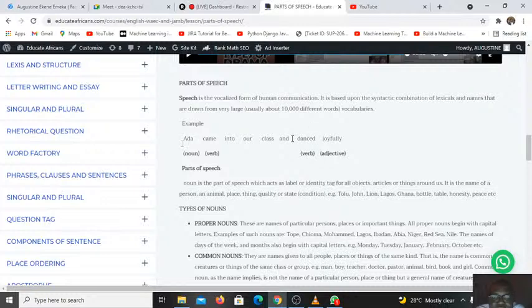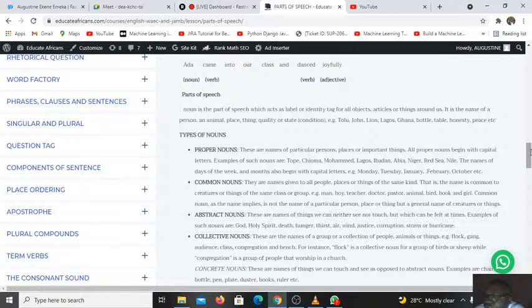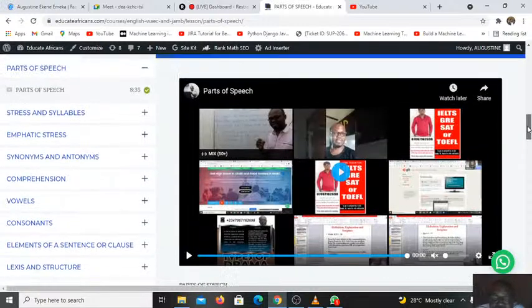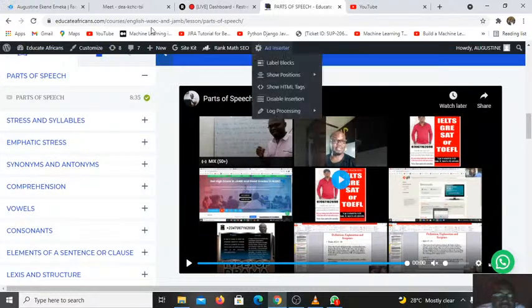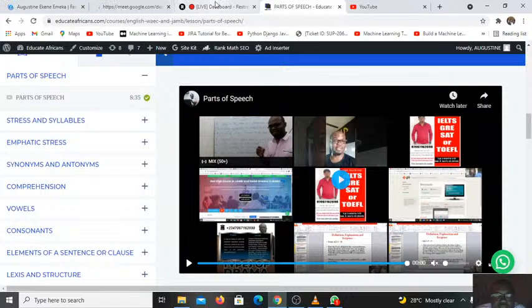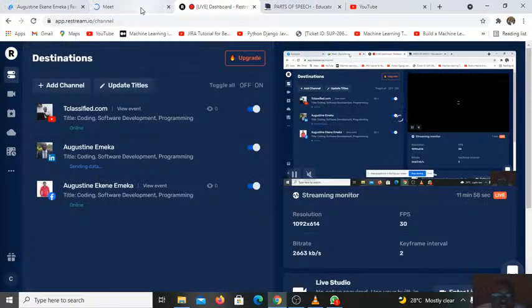Ada came into our class and danced joyfully. Make your own statement and try to divide the various words. Show me what part of speech they are. Like here, you know that Ada is a noun, came is a verb, danced is a verb, joyfully is actually an adverb. We talked about noun, pronoun, verb, adverb and adjective. So give me an example of each of them, and the other ones, conjunction also. So that is the assignment. Quickly do it and submit on the WhatsApp group. I'll check it.